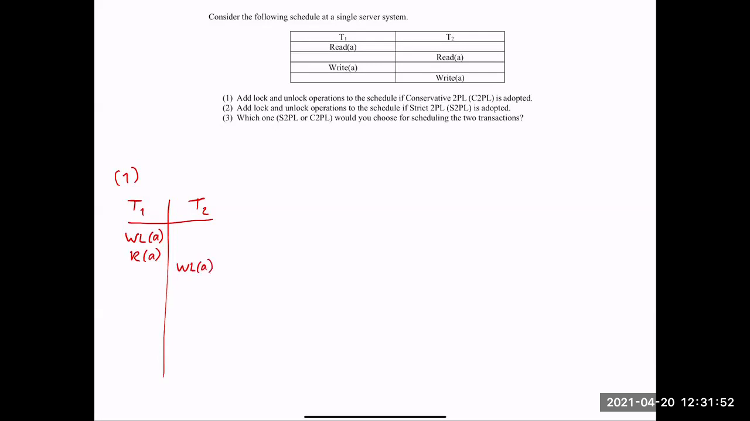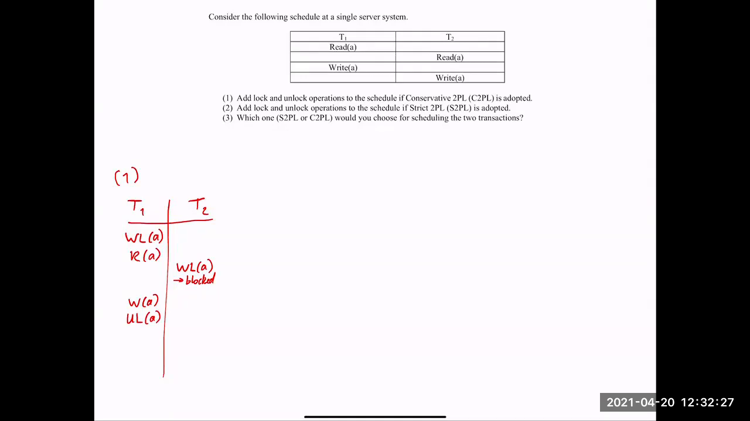But now we have a problem, right? Because T1 already holds a write lock. So T2 can't acquire a write lock, and therefore, it's blocked. So back to T1. Now T1 gets to write A. And then we're done. So we're going to unlock. So that's what UL stands for. So I'm going to unlock the write lock on A.